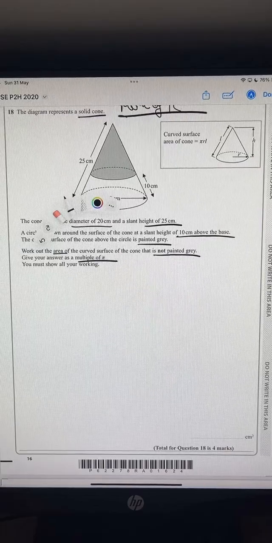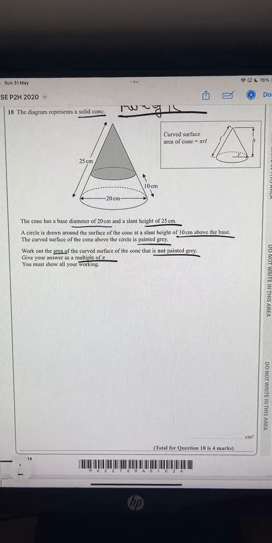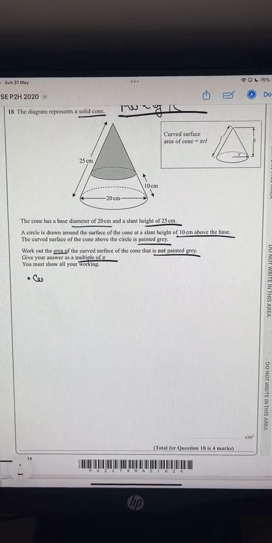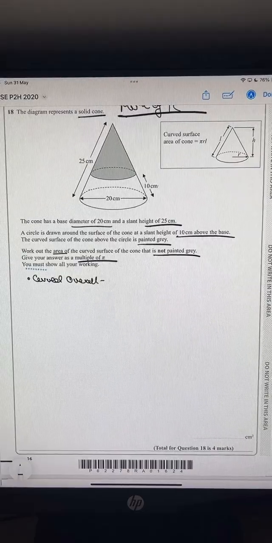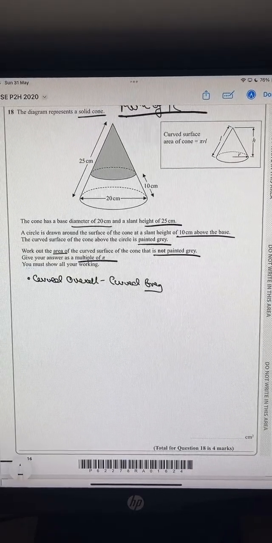If they did want that, it'll be a bit of extra work, but that's just adding pi r squared. Not too bad. This is 2020 paper 2 higher at Edexcel. Okay, so I'm going to write curved overall minus curved gray. That's the framework of my working.